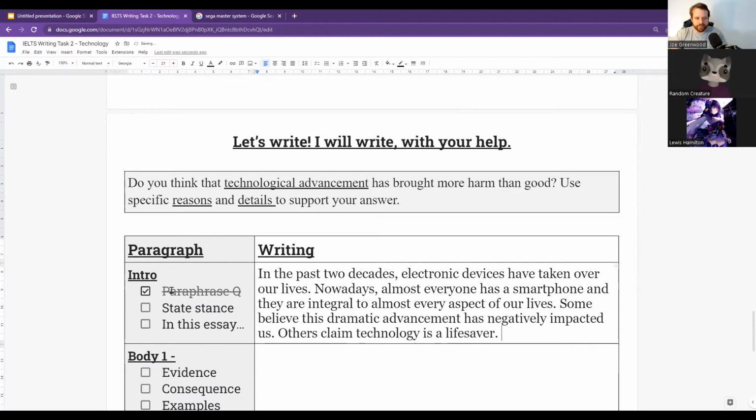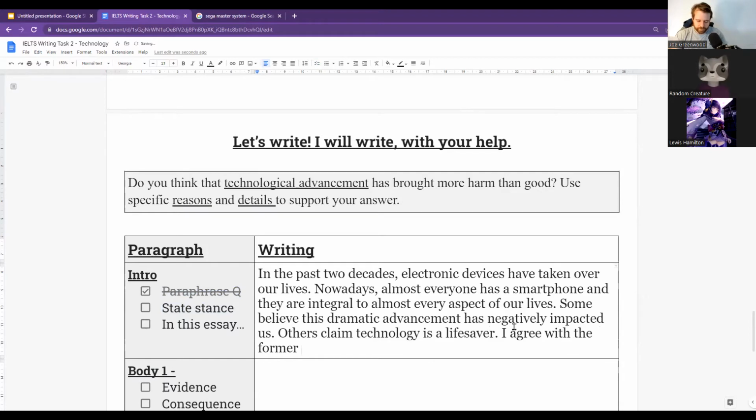Okay, now that I've paraphrased the question, that's enough about the question. Now I need to state my stance, and my stance is that it's done more harm than good. So I'm going to say I agree with the former stance that technology has done us more harm than good.